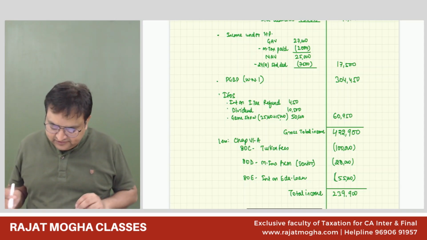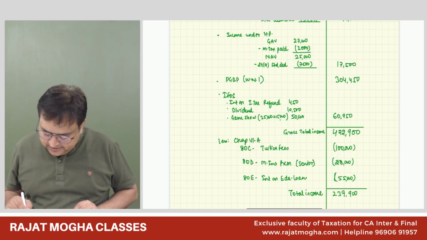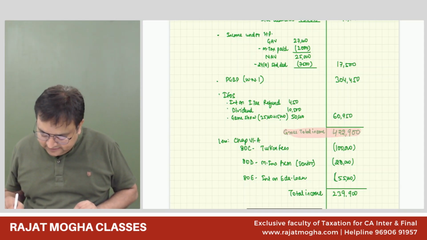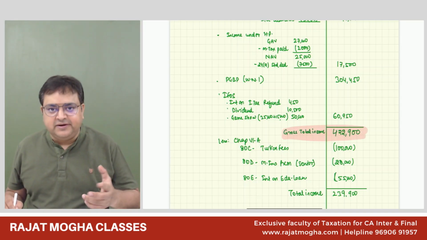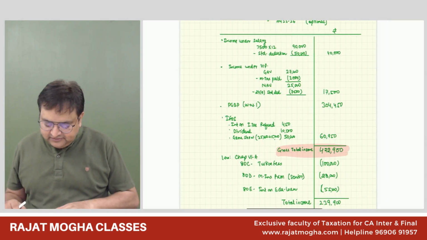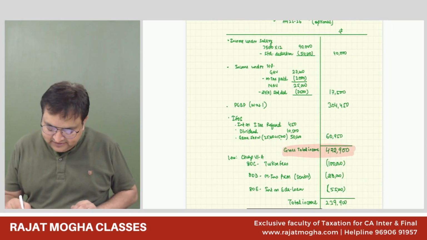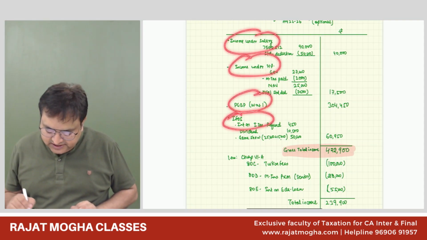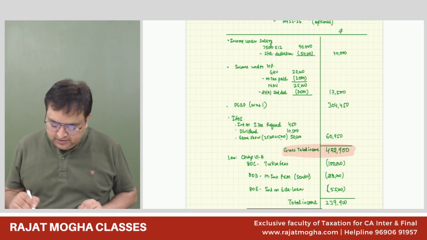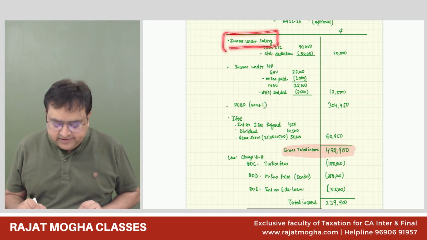So what we will do is we will pick up this GTI as a base in the default regime, and we will do certain adjustments. So what are the adjustments, guys? Just look at each and every head, what should be the changes as per the default regime. So my first head was salary.